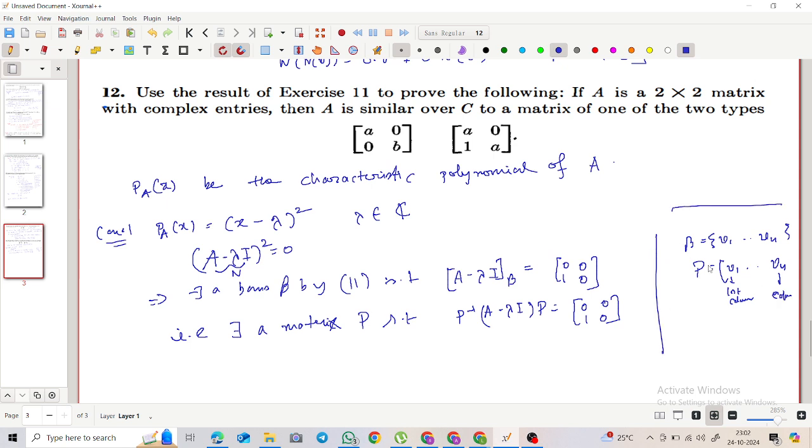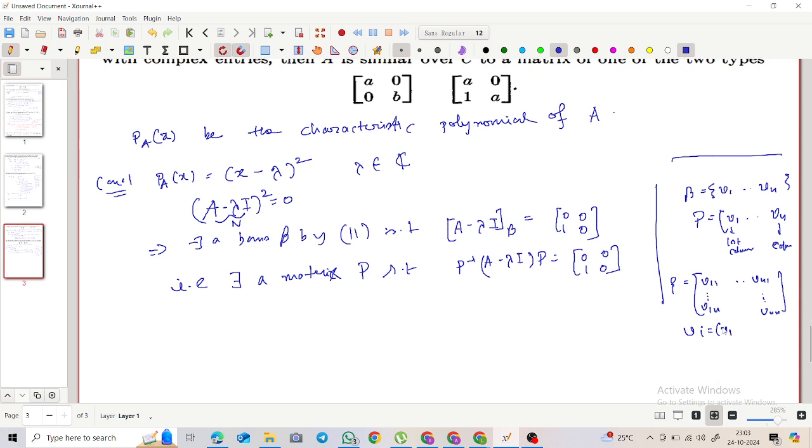Okay, so what is P? P is nothing but v11 up to v1n and vn1 up to vnn, and we all know that vi is basically this column vi1 to vin. You write down the basis as columns of P and you get this. So what is that?